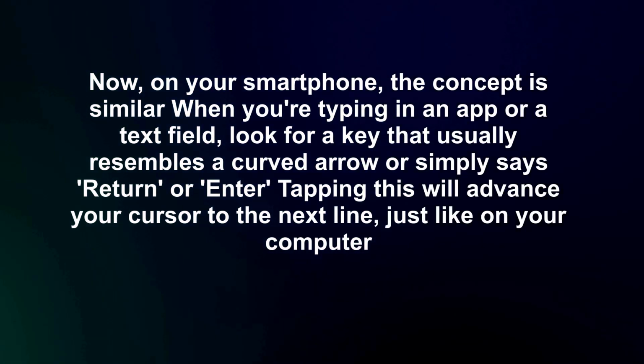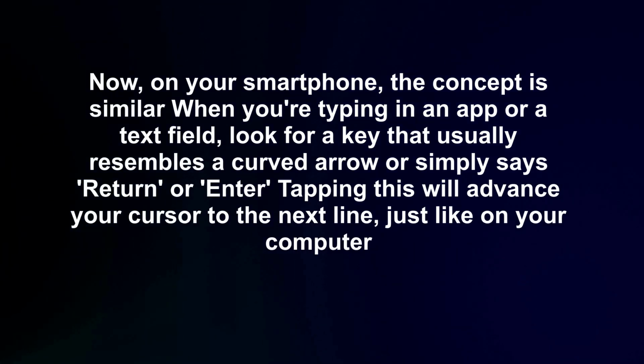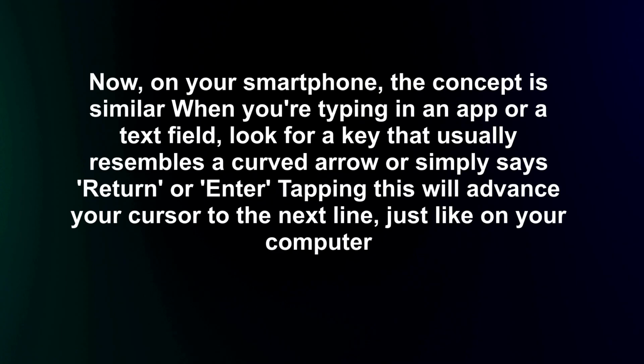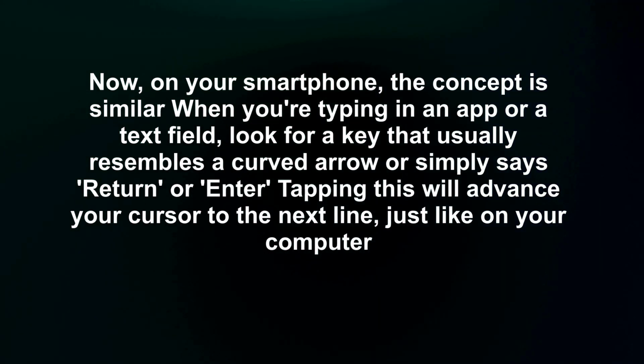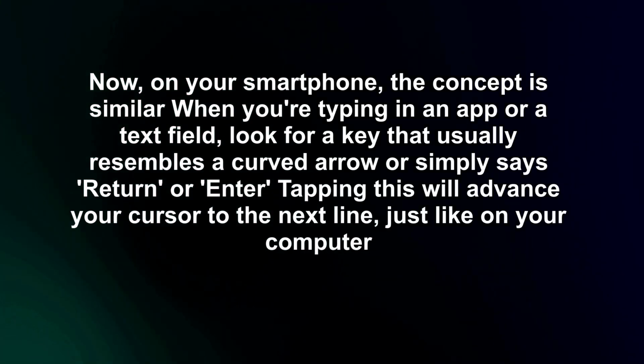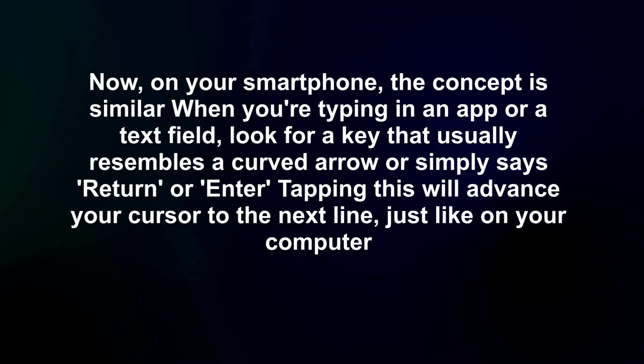Now, on your smartphone, the concept is similar. When you're typing in an app or a text field, look for a key that usually resembles a curved arrow or simply says Return or Enter. Tapping this will advance your cursor to the next line, just like on your computer.